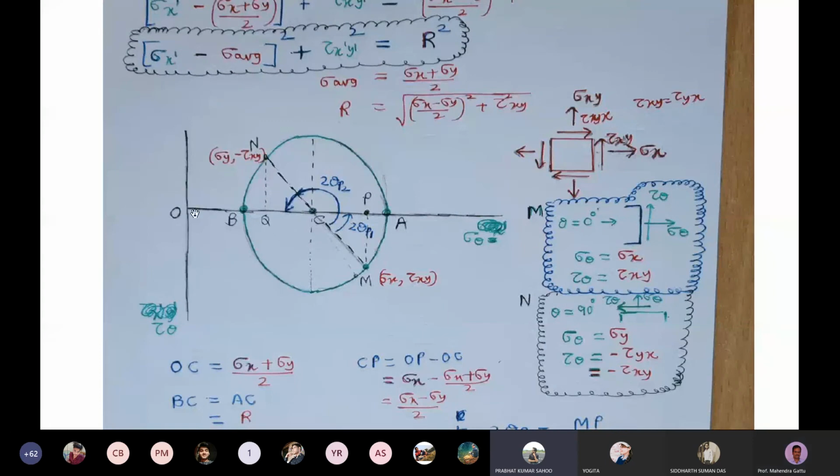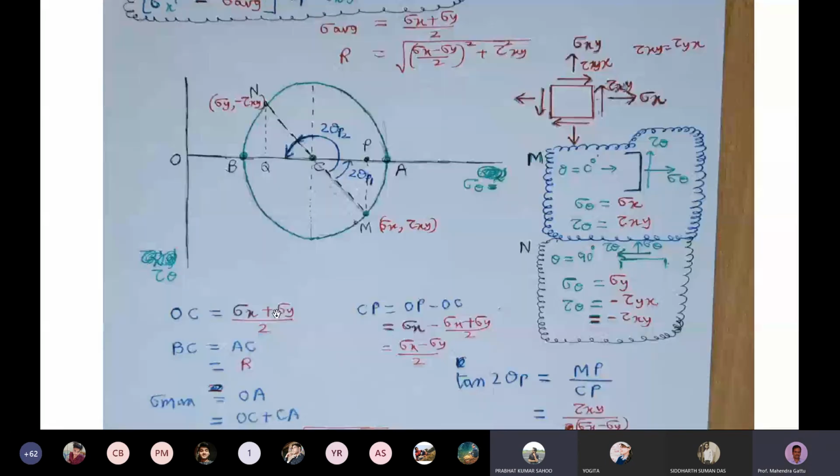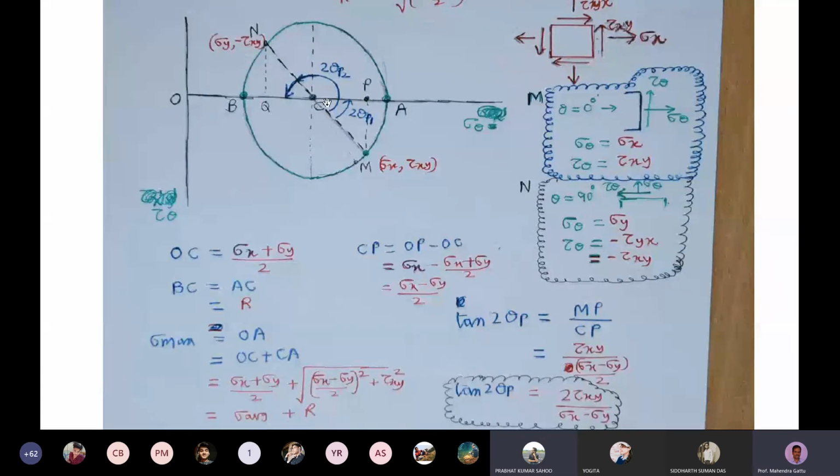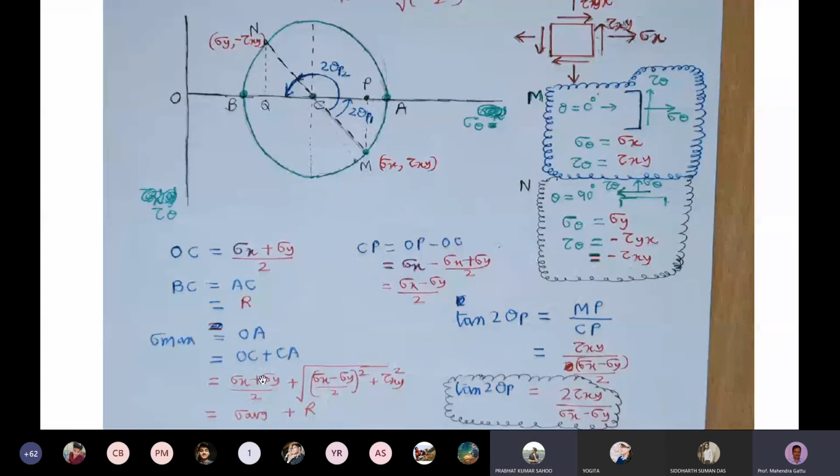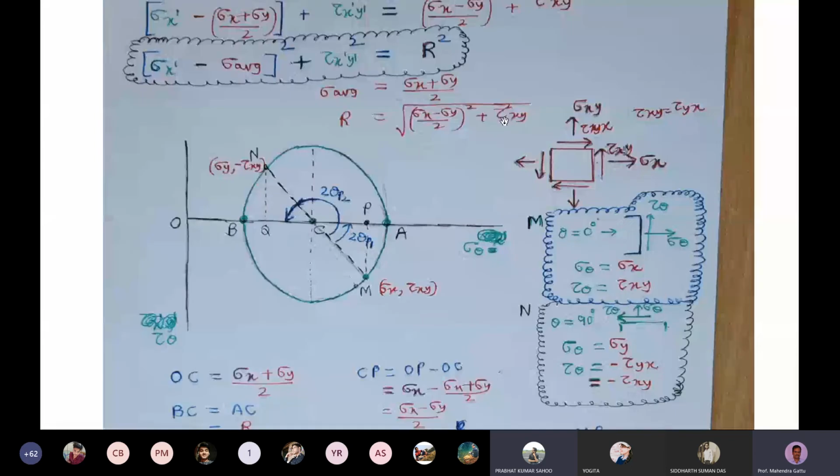So OC is sigma x plus sigma y by 2, and the radius is CB or AC. That radius is given by this expression, the square root of (sigma x minus sigma y)/2 whole square plus tau xy square. So we are plotting that circle. The x-axis represents sigma theta, that is this variable, and we are plotting tau theta in the downward direction. So the tau theta is shown here. Instead of showing it in the upward direction, we are plotting it in the downward direction.